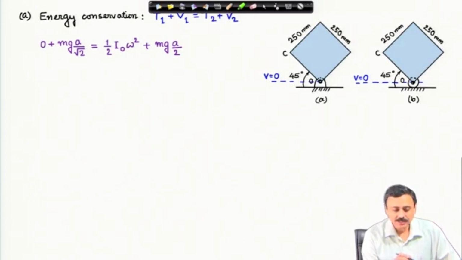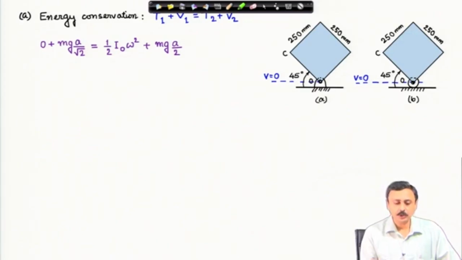Now, at the initial state when it is left, the kinetic energy is 0, there is no motion in the system. Therefore, T1 is 0. Potential energy datum I have taken at the center of the roller or the hinge as shown in the figure. Therefore, the initial potential energy of the system is mg a by root 2. a is the length of the edge of the block, and that must be equal to the kinetic energy in state 2 plus the potential energy in state 2.